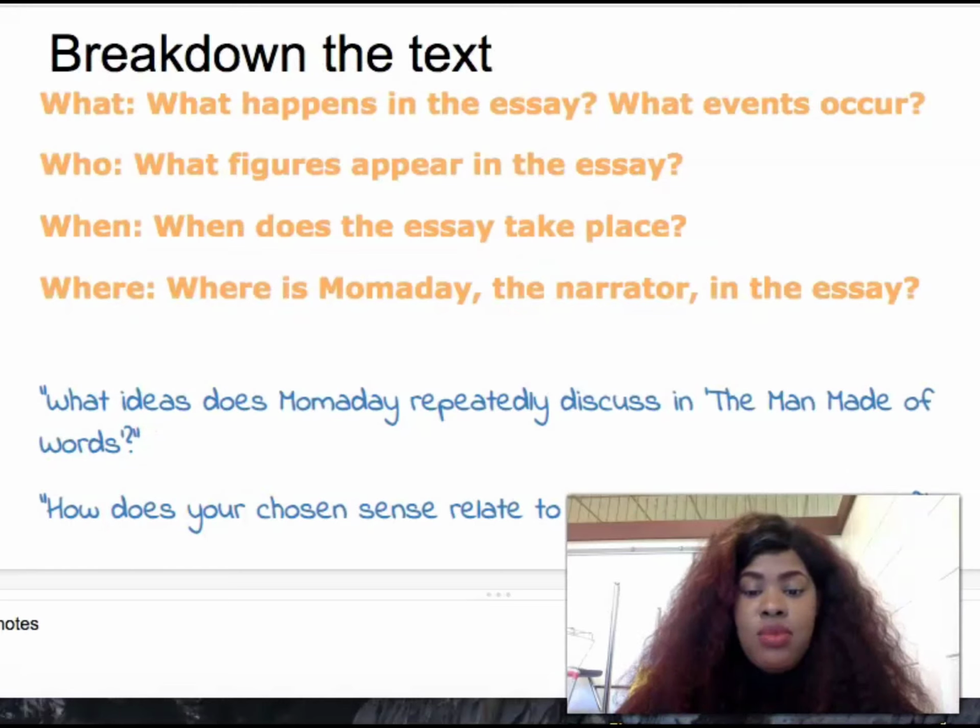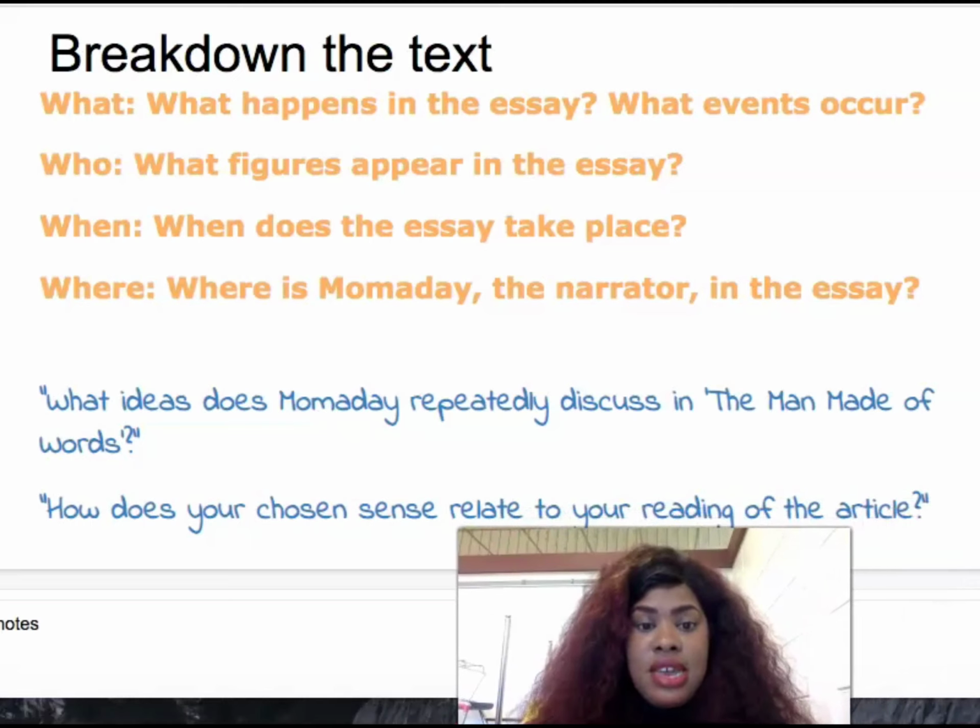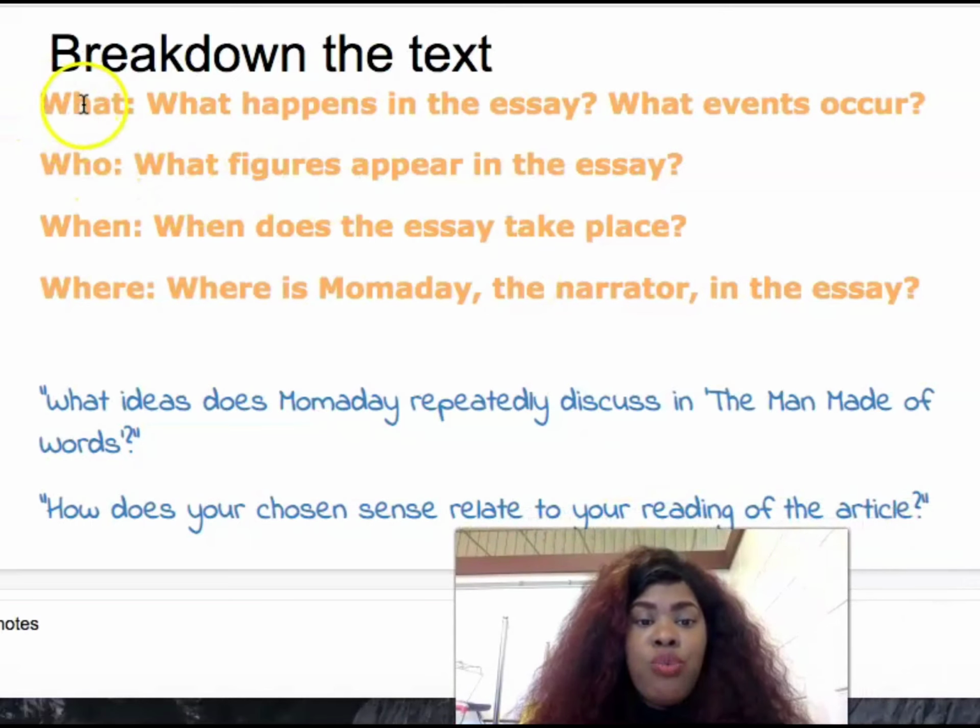After we've done that, guys, I want us to continue to break down this text. So I want to know what happens in the essay. What events occur? What figures appear in the essay? What are they? Who are they talking about? And when we talk about figures, we could be talking about other people. When does the essay take place? And where? Where is Momaday, the narrator, in the essay?